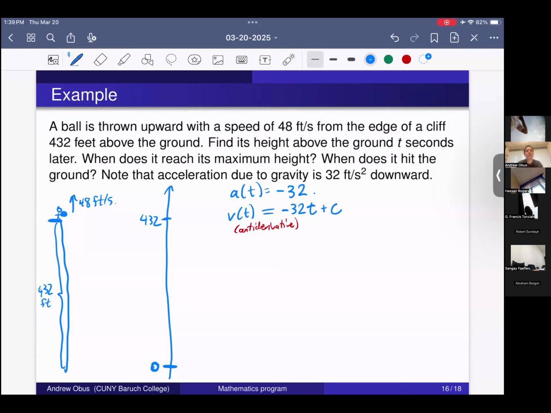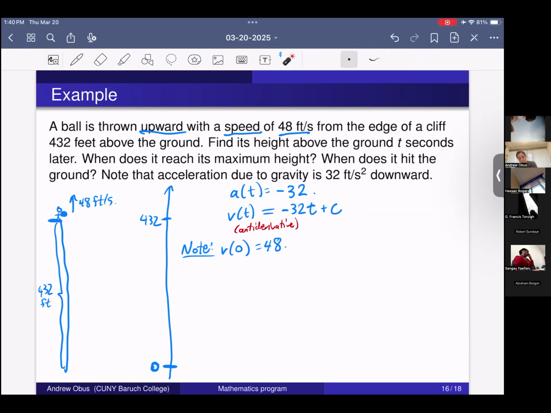So we need to know what is the correct antiderivative to take to actually make this work. And well, the problem tells us, right? We start with a speed of 48 feet per second upward. So what that means for us is that the velocity at time t equals 0, when we start, is actually 48. This comes from the problem, right? V of 0 is 48 because it starts going 48 feet per second upward.